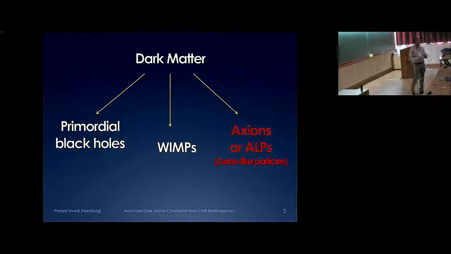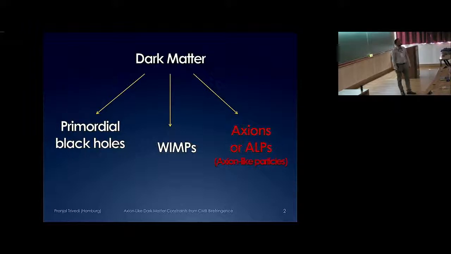WIMPs have been the dominant paradigm for dark matter, and direct detection experiments have gone through 4 orders of magnitude with no sign of the scattering of WIMPs with nuclei. And indirect observations also fail to confirm the signatures of WIMP annihilation. And at the LHC also, even though it's going to higher and higher luminosities, there is no hint of the detection of supersymmetry. So all these reasons and observations force us to consider this third paradigm of axions, or ALPs. ALPs being the axion-like particles.